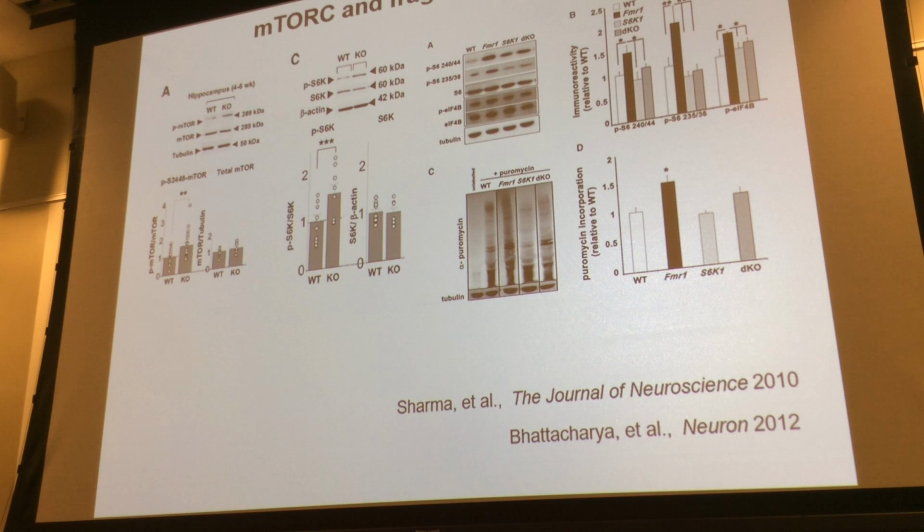Now that upregulation also corresponds to an upregulation of protein synthesis. This is a protein assay to detect protein synthesis called SUnSET. I'm not going to go into detail, but you see there's an increase of protein synthesis in the Fragile X model. And this is Aditi Bhattacharya's study. What Aditi did, she was a postdoc in Eric's lab, is generate a double mutant mouse, meaning crossing the Fragile X mouse with the S6 knockout mouse.